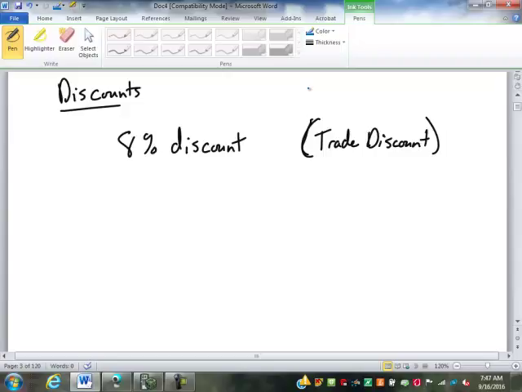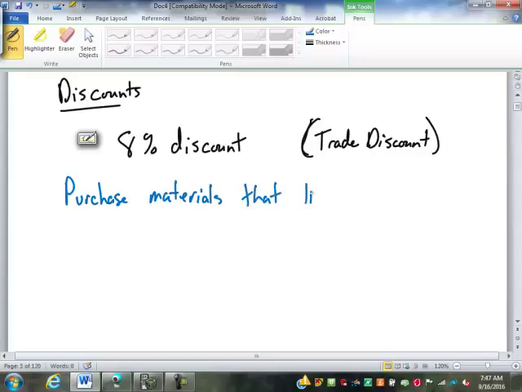So anyway, let's say you purchase materials. The list price is the price that's listed out there for your average customer before any discounts. So materials that list for $8,100. How much do you pay?